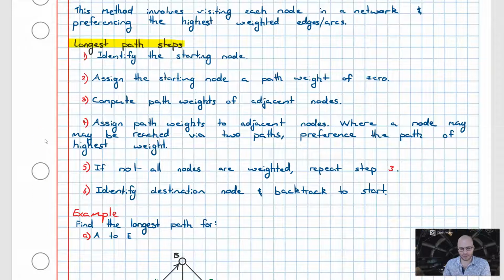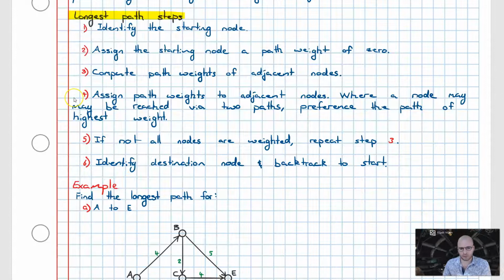Now, the longest path algorithm consists of 6 steps. The first step requires identifying the starting node, or the node that we're going to start from. The second step is that we assign the starting node a path weight of 0. In the third step, we're going to look at what nodes are connected to the node we're currently sitting at, from which we're going to compute all the prospective path weights. After we've calculated all of our prospective path weights, we're then going to start assigning them.